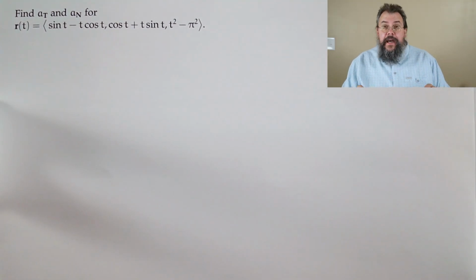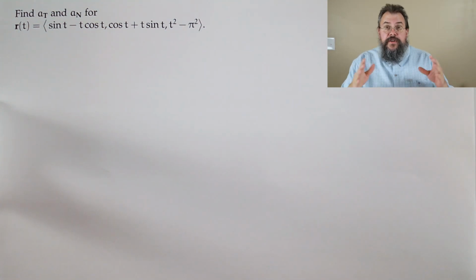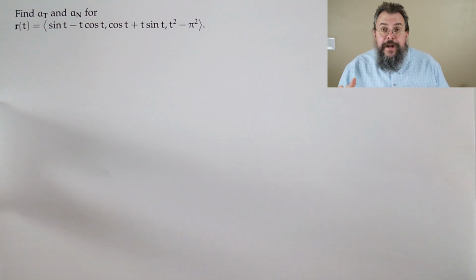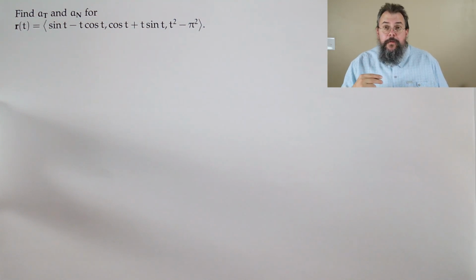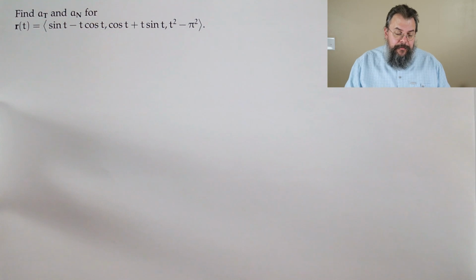Find a sub t and a sub n for the following. You have r of t as this big expression, and we want to find what happens with a sub t and a sub n. Since we're still learning, we said there are two ways to approach this: the algebraic and the geometric. Should we try both and see how we do? Why not? Then we can compare, and I can see some advantages one way versus another.